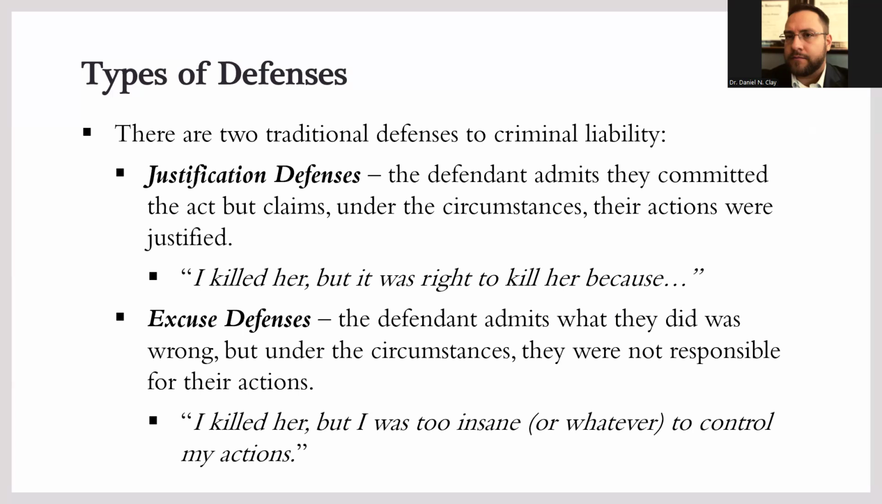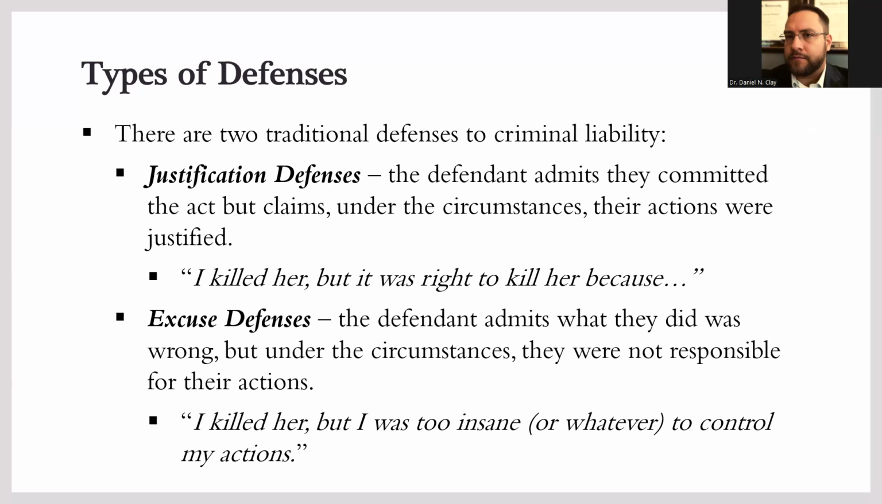So what is a justification defense? Well, a justification defense is when the defendant, the person who's charged with the crime, admits they committed the act, but claims, under the circumstances, their actions were justified. So the example is, I killed her, but it was right to kill her because X, Y, and Z. Right, so you're not saying what you did was wrong. Instead you're saying, I did it, but under these specific circumstances, what I did was the correct thing to do. It was the right thing to do.